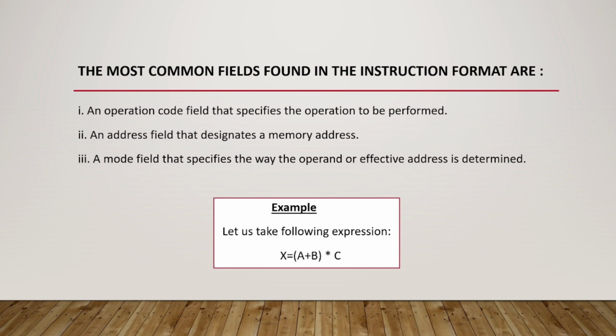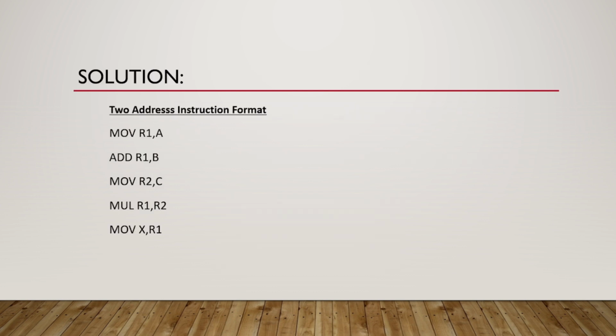Example, expression solution. Expression: X equals A plus B times C. Using two-address instruction format. MOV R1, A: load A into register R1. ADD R1, B: R1 equals A plus B.